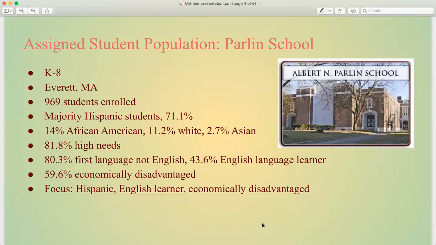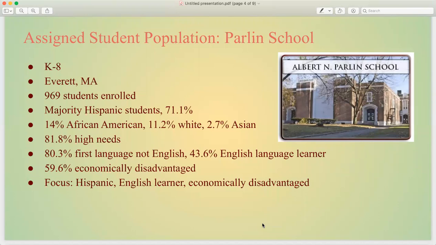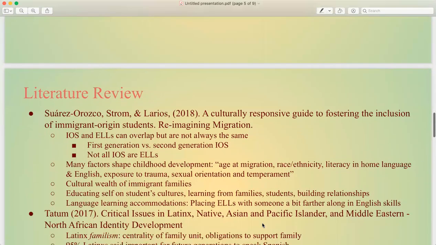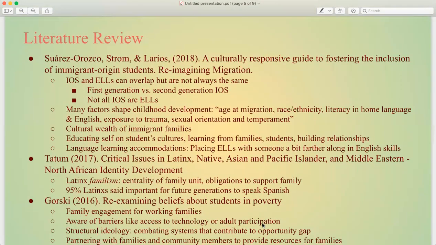So the assigned school I got is Harlan School in Everett, Mass, K through 8, and a really large Hispanic student body, as well as first language not English, which we could maybe hypothesize is a lot of Spanish speakers, 43.6% English language learner, as well as lots of high need and economically disadvantaged students. So my focus is primarily on Latinx students, as well as English learners and economically disadvantaged students. I chose 3 pieces to review.